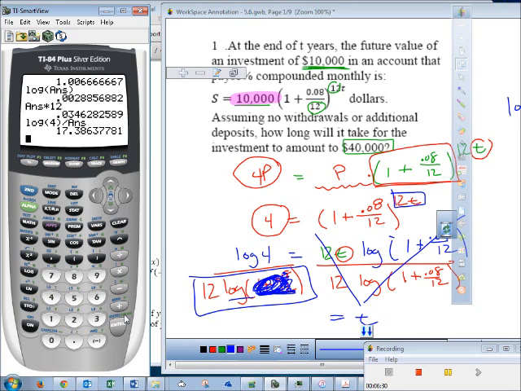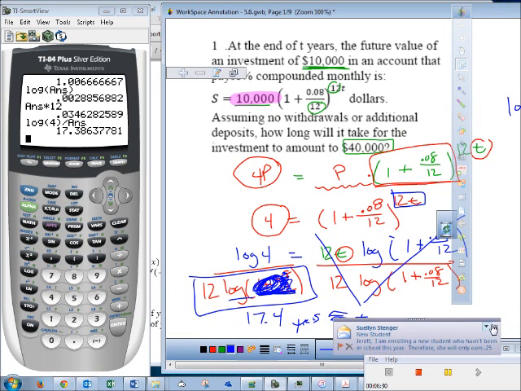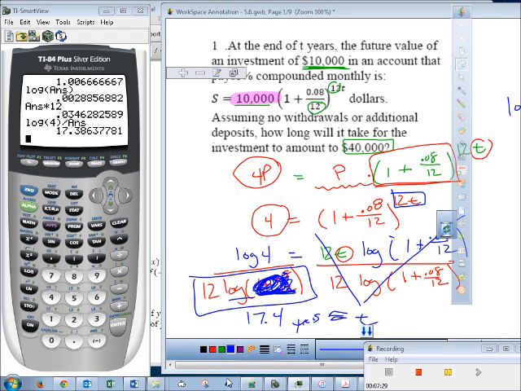It should make some sort of reasonable sense. This is time in years. It probably won't come out to be nice, you know. So it says round. Does it tell you how to round? If not, we'll round to the nearest tenth. About 17.4 years. About 17.4 years. Cool with that?